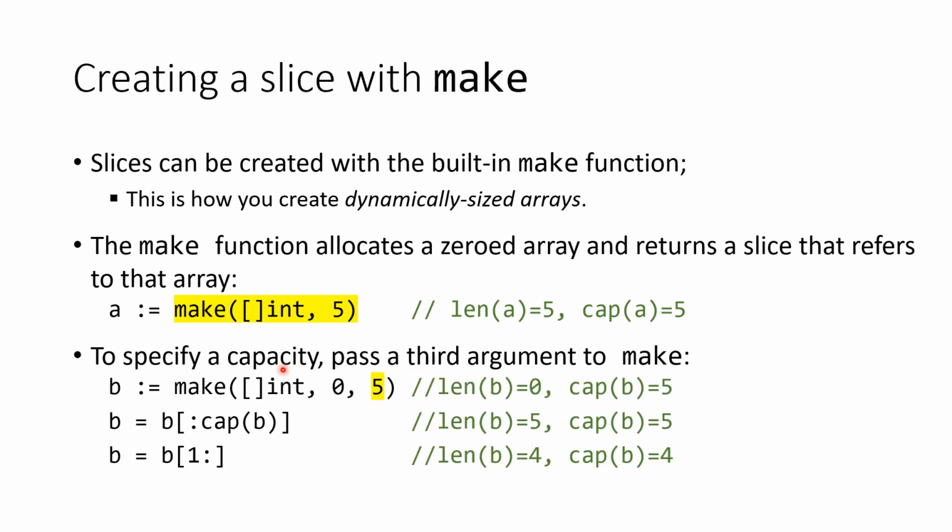To specify a capacity that is different from the initial length, you can pass a third argument to the make function. For example, the statement b := make([]int, 0, 5) will create slice b of integers with 0 length and capacity 5. Then you can reslice b to increase its length to match its capacity of 5. Then you can reslice b again to reduce its capacity and length down to 4.